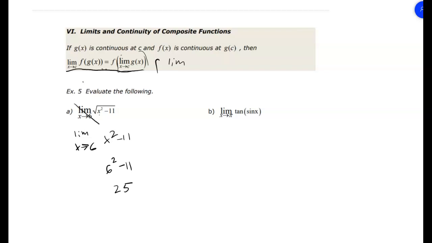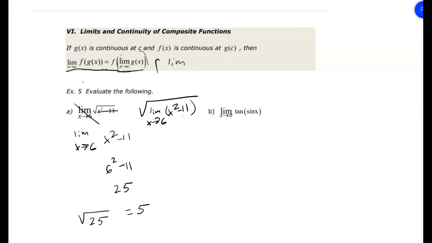Now I've taken care of the limit and I've taken care of the x squared minus 11. I just have to do the square root of 25. So basically what it's saying is I can do the limit as x goes to 6 of x squared minus 11. I've never had a student really be confused by this, to be honest with you. You find the limit and then take the square root. That was almost intuitively what you'd want, and the answer should be 5.